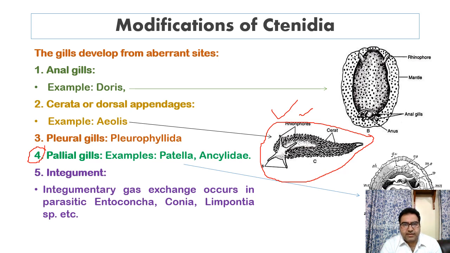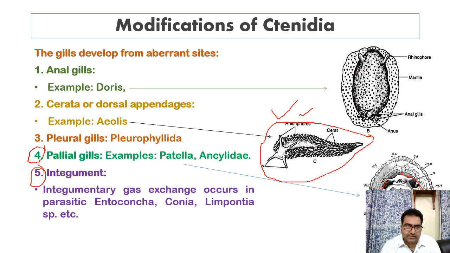In some pulmonates, the secondary external gills develop by the enlargement of the pallial lobe just outside the pneumostome. We have the example of the patella and Ancylidae. Herein, this is the example of the patella wherein these very gills are placed. This is also the case of the holobranchiate, but herein they are also known as the pallial gills. So we have the patella, the pneumoderma, the planorbidae, and the ancylidae. And the fifth one is the secondary respiratory organs.